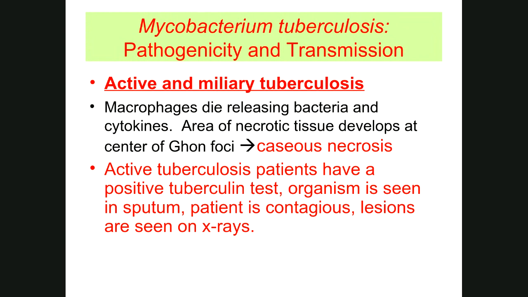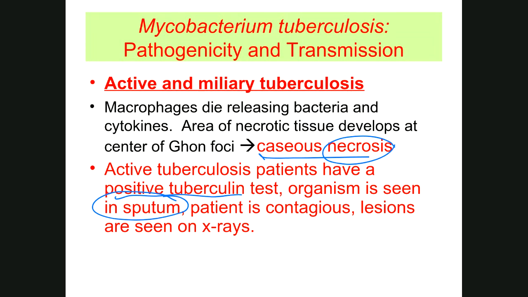Now the organism begins to break free from the neutrophils or the phagocytic cells that have ingested them, and begins to infect other cells. That creates further lesions called caseous necrosis, or dead tissue, in the lungs. So typically an active tuberculosis patient is going to have a positive tuberculin test. The organism will be seen in the sputum. When they do an acid-fast stain of the sputum, it will come out positive for the acid-fast bacteria. And if they do an immunofluorescent test, it will be positive for Mycobacterium tuberculosis.